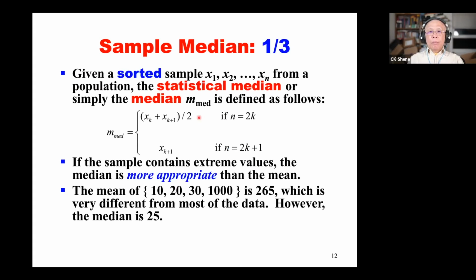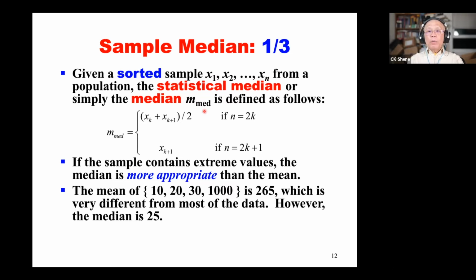Median, you may not use median frequently, but to tell you the truth, in many situations, the use of median is more appropriate than the use of mean. So we have a sample. We sort them from small to large, x1, x2 to xn, the smallest one to the largest one. The statistical median, or just median, is defined as follows.